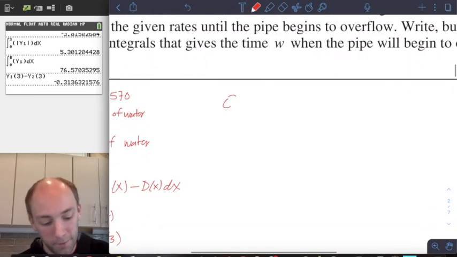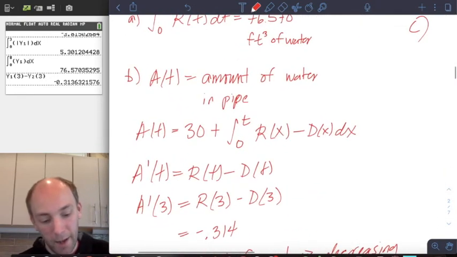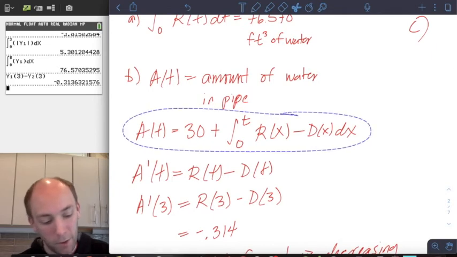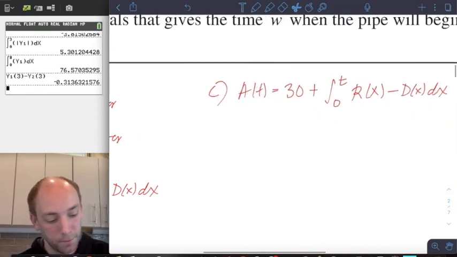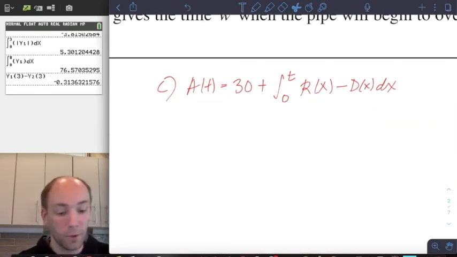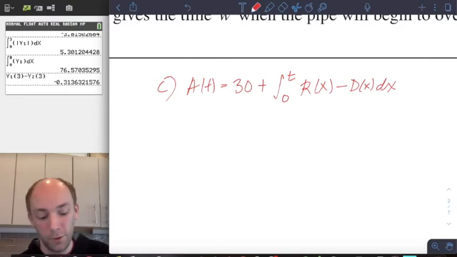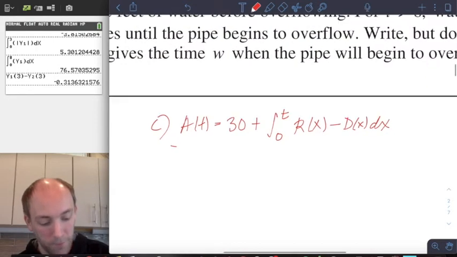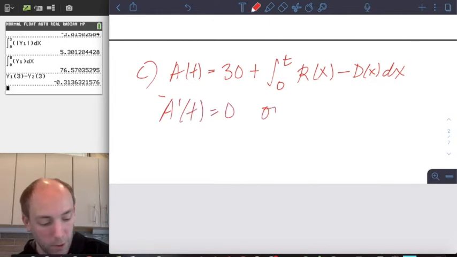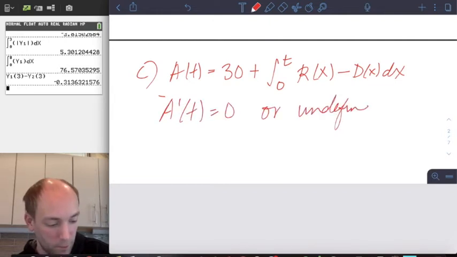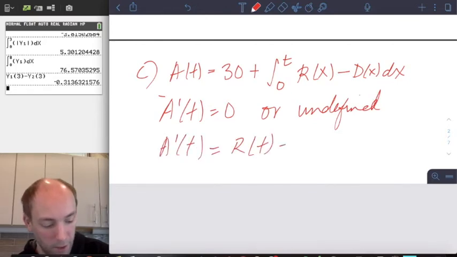Okay, so for part C, I'm going to take my equation, the A of t, that is going to represent the total amount of water. Okay. And then to do a candidate test, we need to figure out when is the derivative equal to 0 or undefined? The derivative, like we saw before, is just r of t minus d of t.